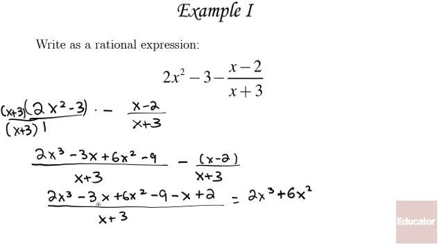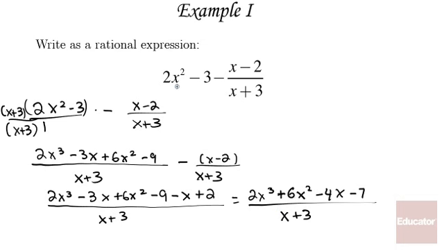X terms, I have negative 3x minus x, so that's negative 4x. For constants, I have minus 9 and plus 2, so that's negative 7, all over x plus 3. And at this point, we can't simplify this any farther, so we're going to leave it as it is.